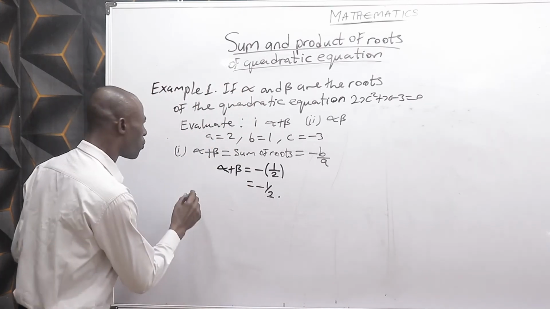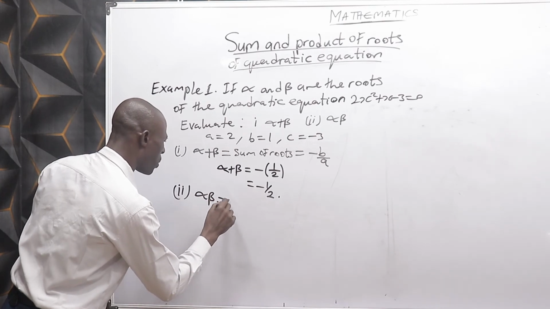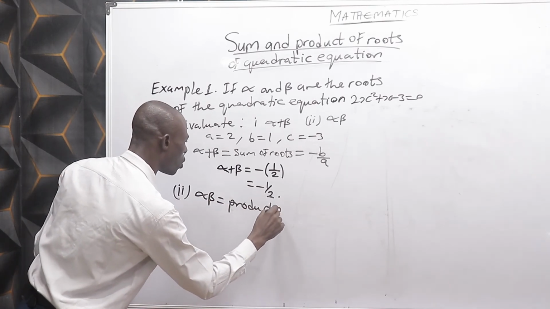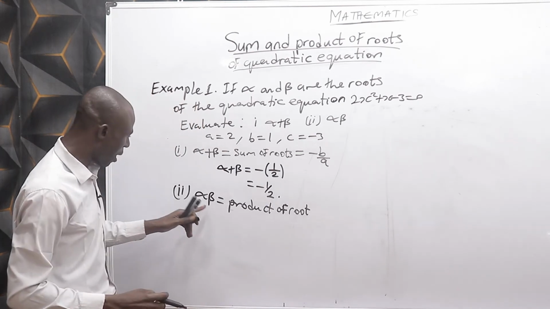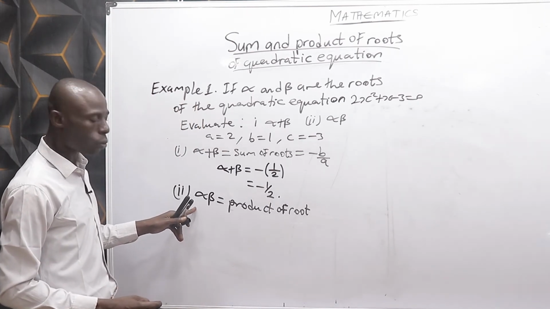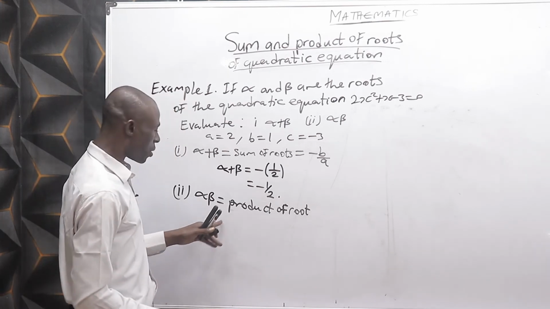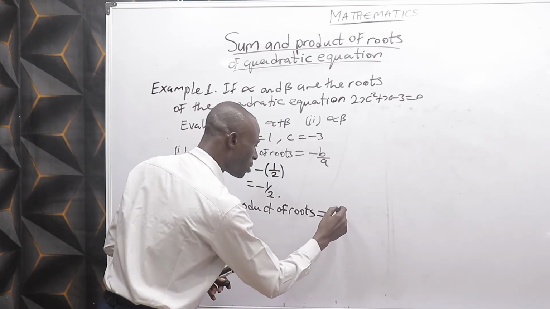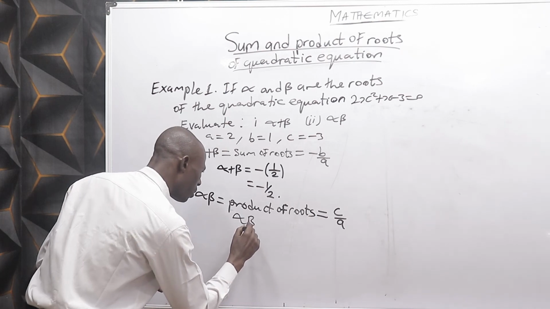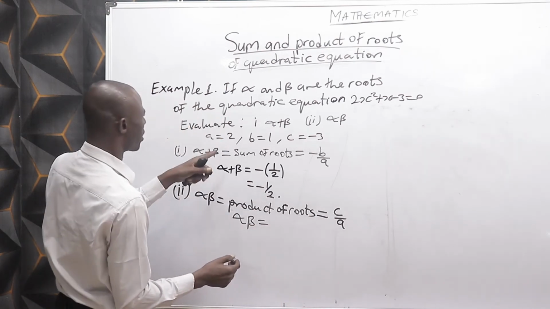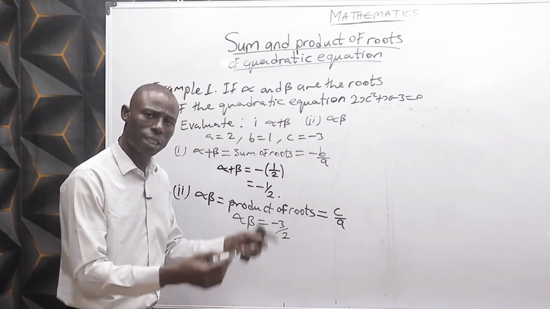So, Roman figure 2. Alpha beta means product of roots, that is, multiplying the two roots together. As you can see, these are multiplied together. Alpha represents one of the roots, beta represents one of the roots. So the two of them are multiplied together to get alpha beta, and that is why it means product of the roots. And product of roots means C over A, as derived previously. So alpha beta equals C over A. What is C? C is minus 3. What is A? A is 2. Answer is minus 3 over 2.